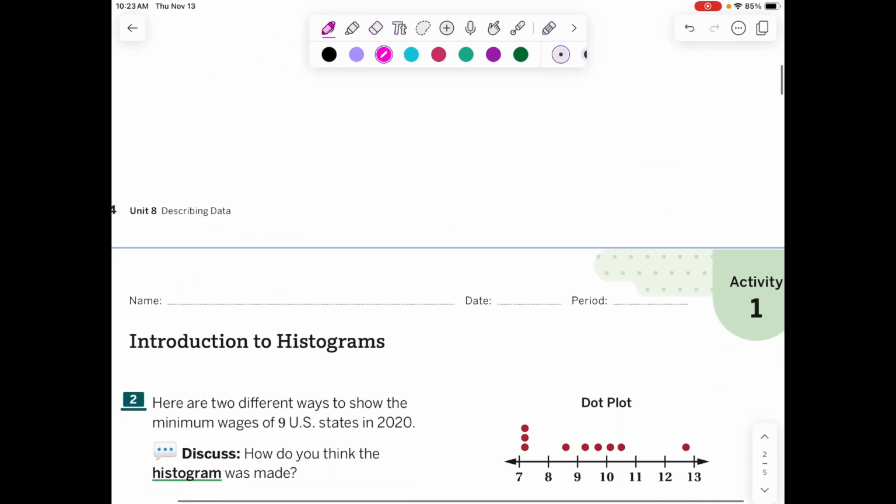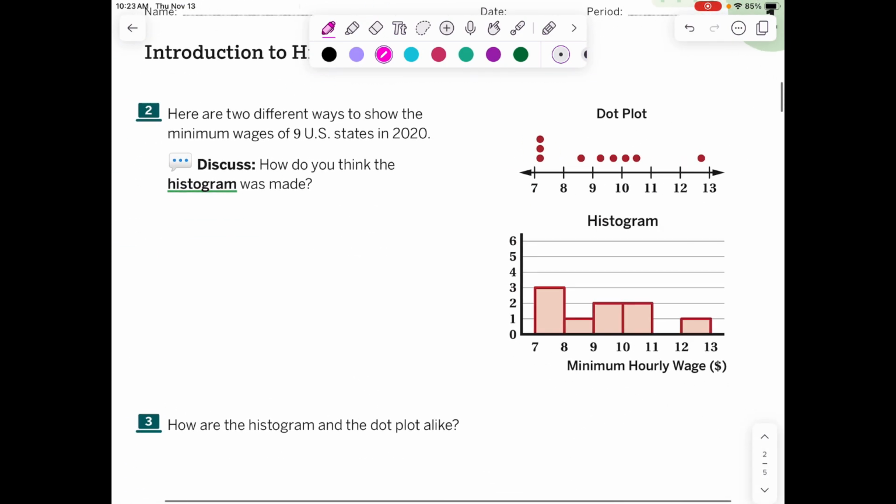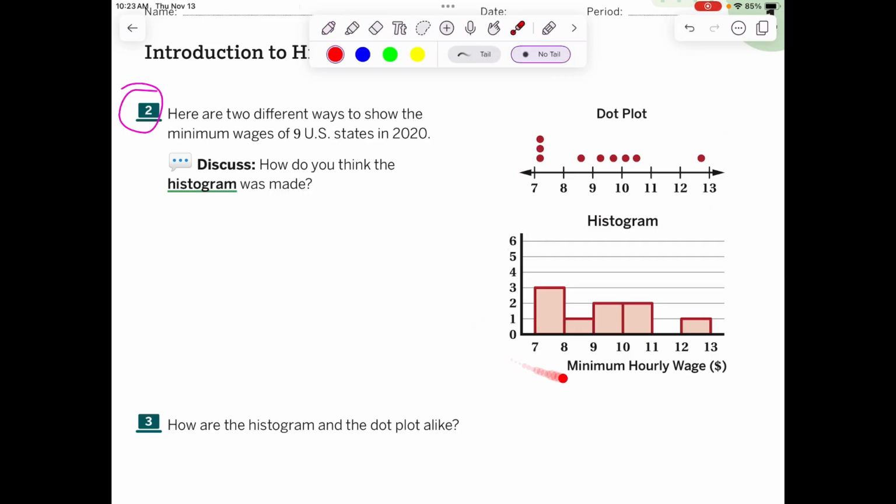All right, once you have that done, let's take a look at slide 2. It says here are the 2 different ways to show the minimum wages of 9 states in the United States. So we have our dot plot here, and then we have a histogram, which is our new term that we're learning today. So how do we think that the histogram was made? Well, if I take a look between the 7 and the 8, there are 3 dots. So between our 7 and our 8, we are up to 3. That's how I think they made it.